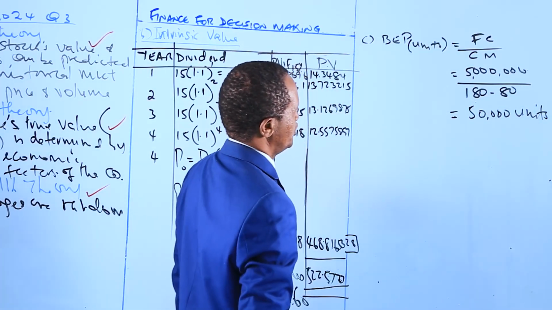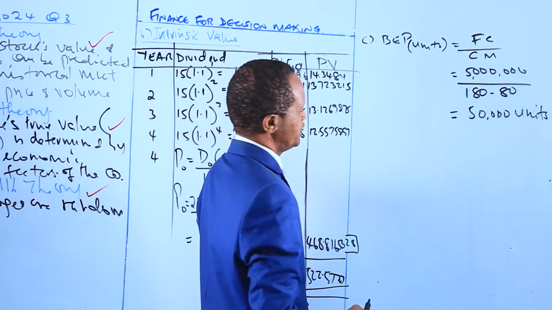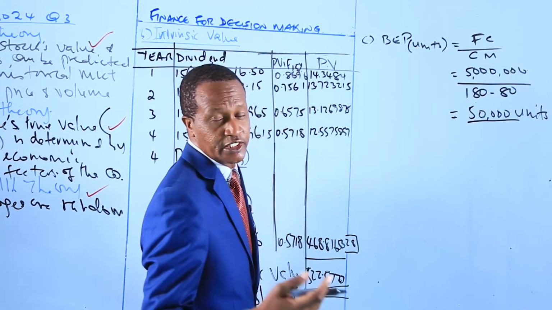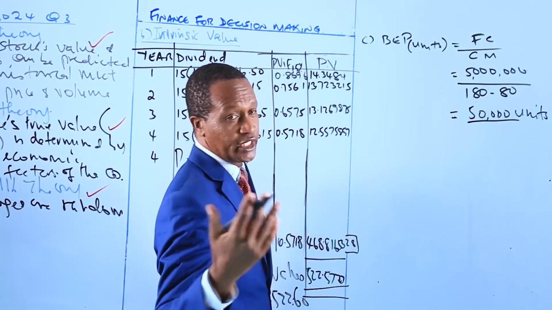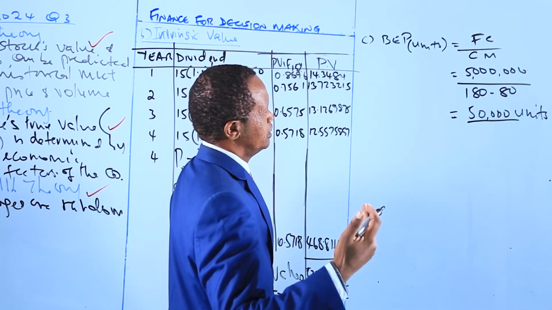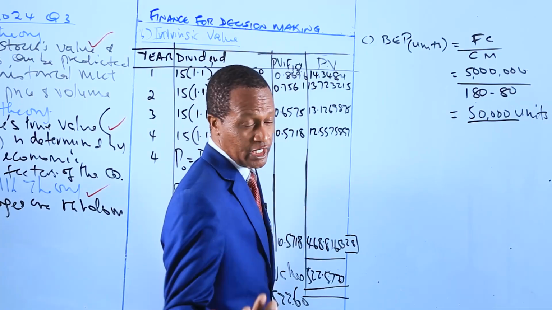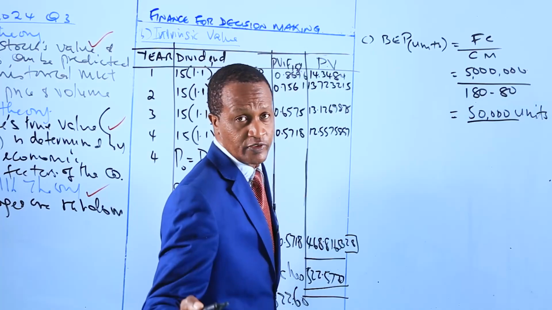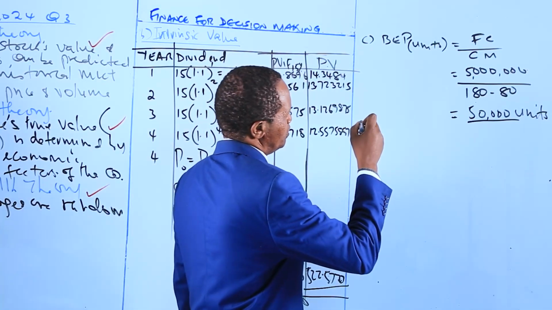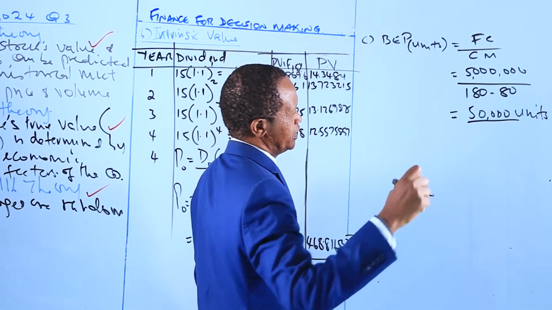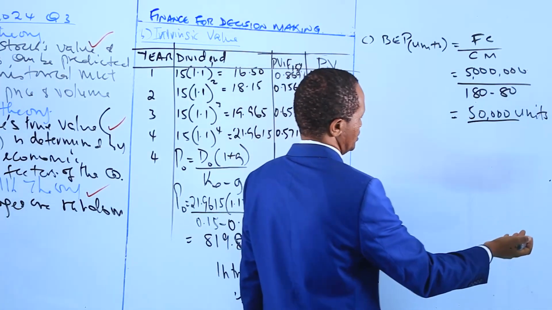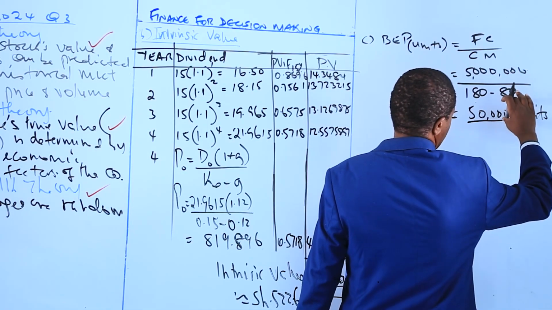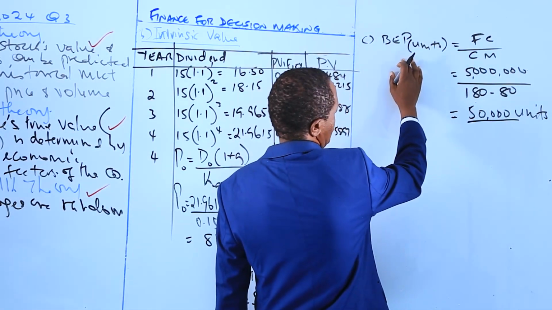Now this is the break-even point in units. That means that if the company is to produce 50,000 units, the company will not make any profit, because at break-even point, profit is equal to 0, which means that the total cost equals the total revenue. We know profit is equal to total revenue minus total cost, which will be equal to 0. If the company produces 50,000 units, there is no profit at this point. This is the break-even point.